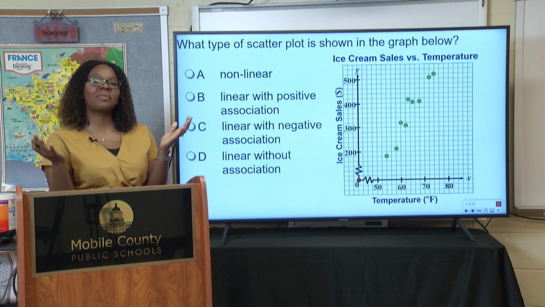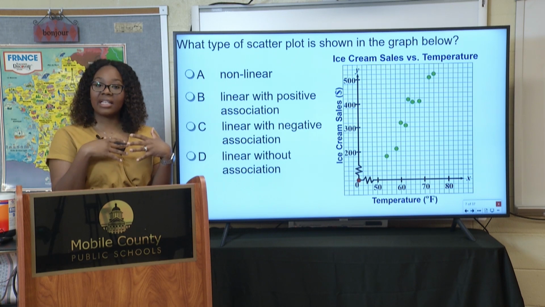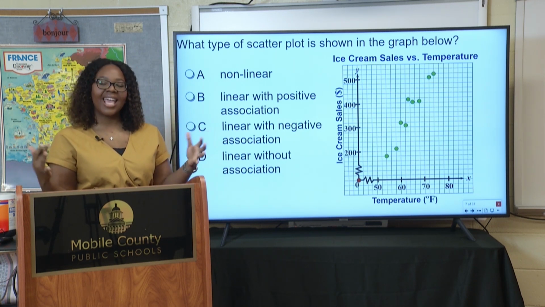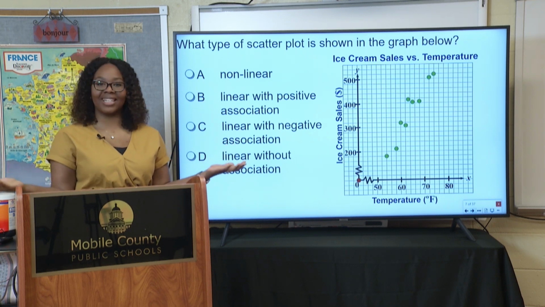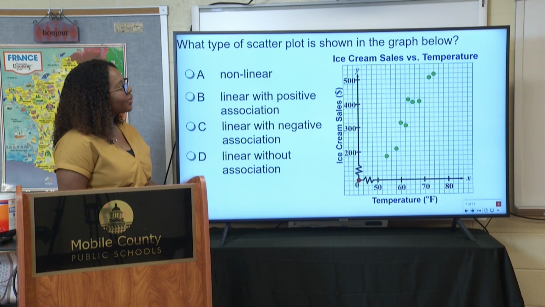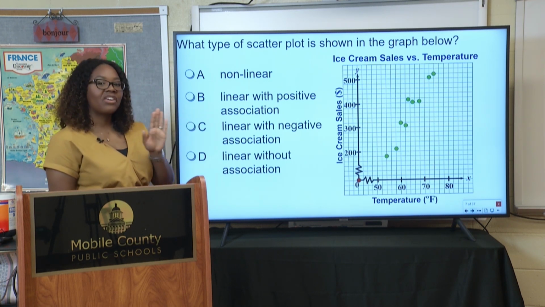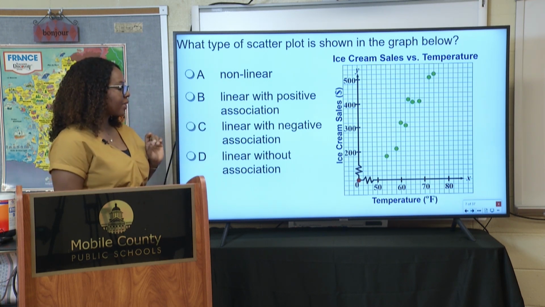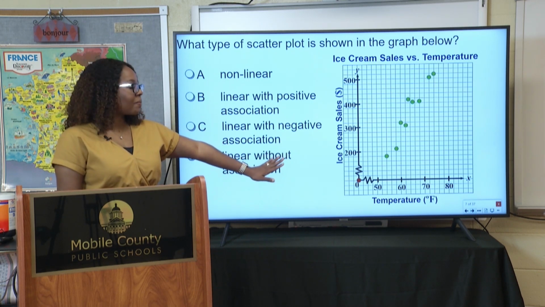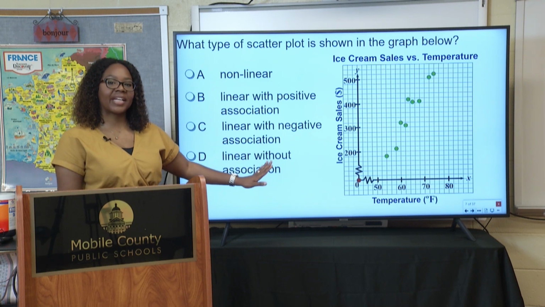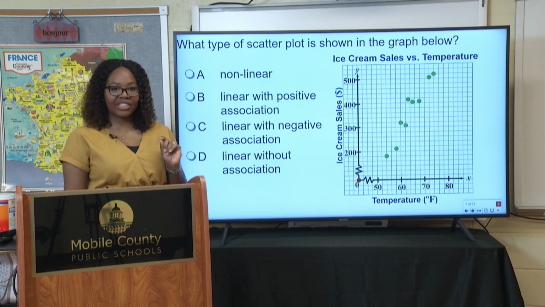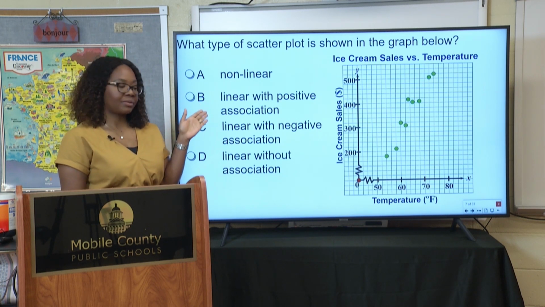So let's continue our practice of identifying positive, negative, and no associations with linear scatter plots, and whether or not the scatter plot was linear in the first place. Here we're looking at the relationship between the ice cream sales versus the temperature. Our x-axis represents the temperature in Fahrenheit. My y-axis represents the ice cream sales in dollar amount.